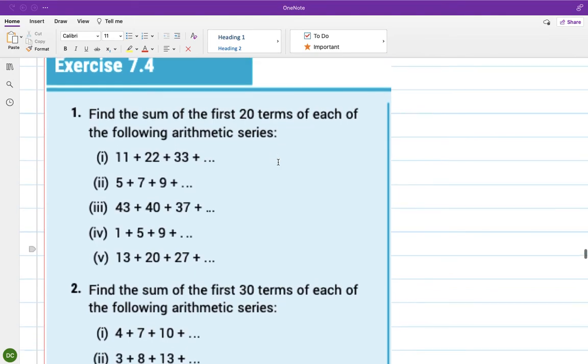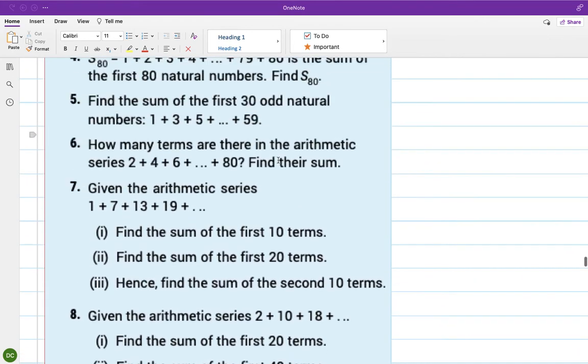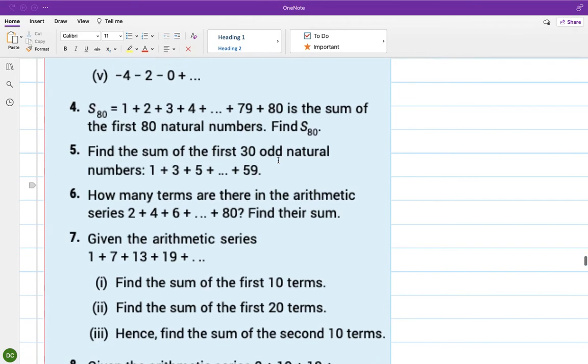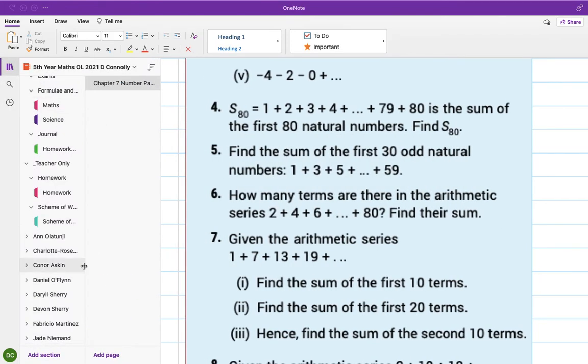Okay, so for homework, I want you to do a couple of those, like the one I've just done. So we'll do question 5 and question 6. They're the first bits of your homework.